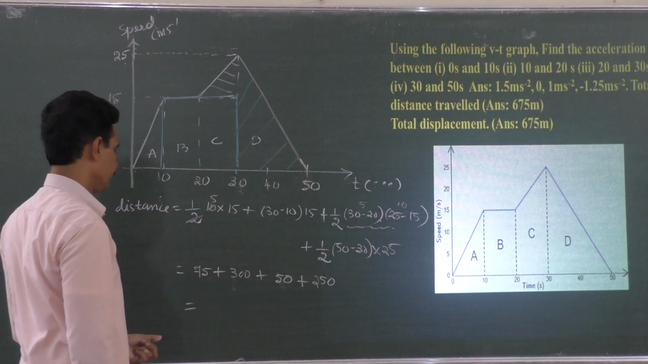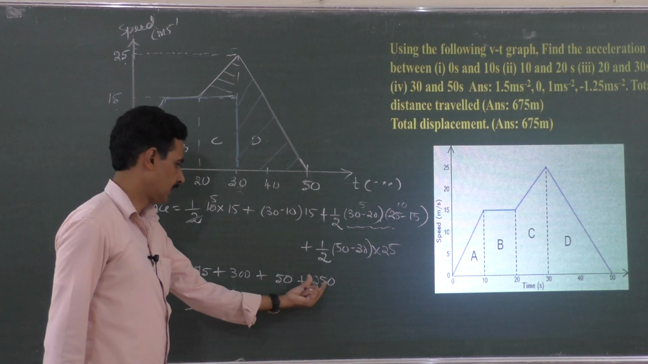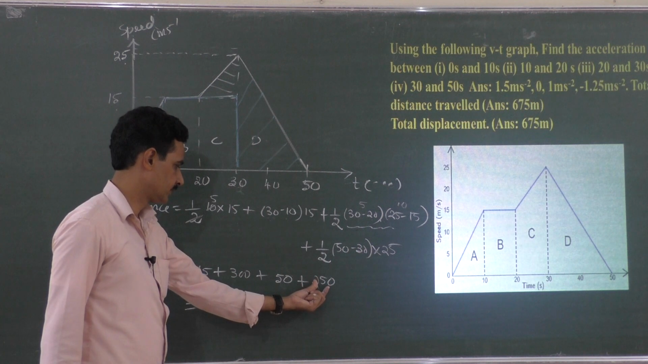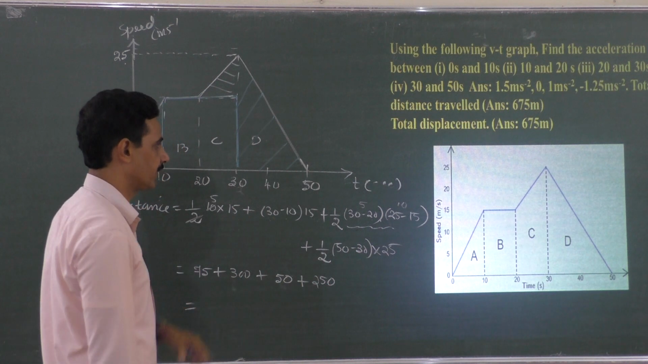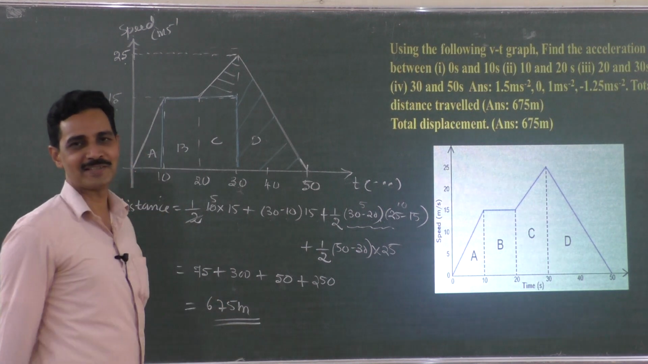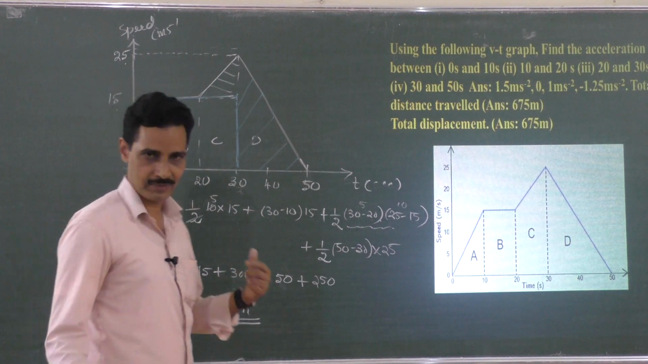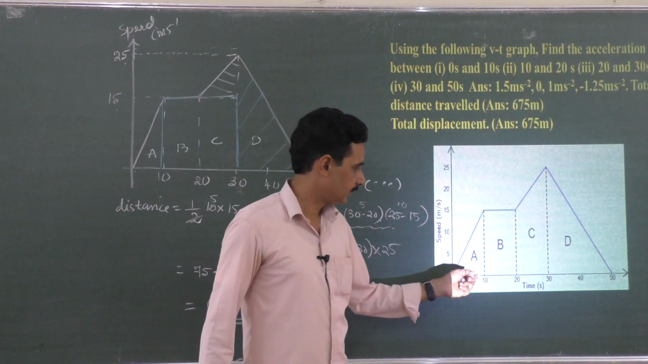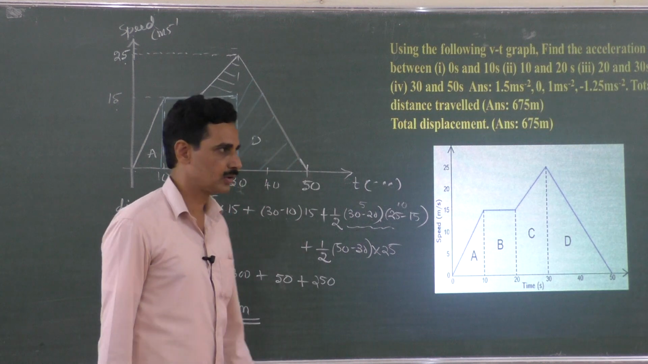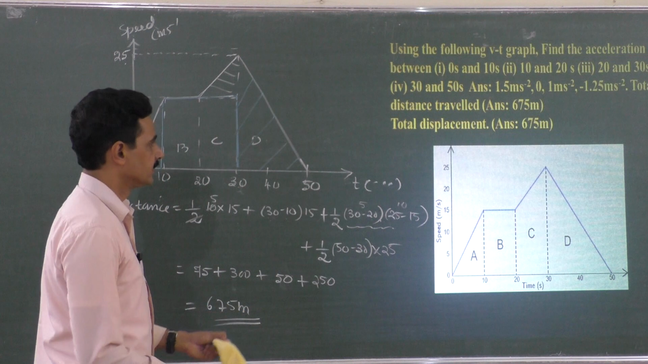So what is the answer? 350 and 400, 675. Yes, that is the right answer. Right. 675 meters. That is the total distance. Displacement has no difference, as we were talking earlier, because the body doesn't return back. It doesn't go to the fourth quadrant. So again you have to add it. Nothing to subtract. Okay.